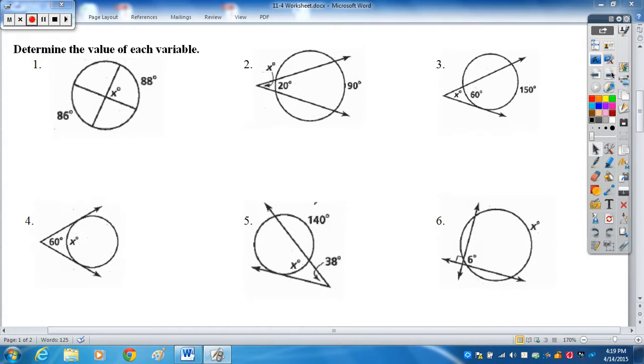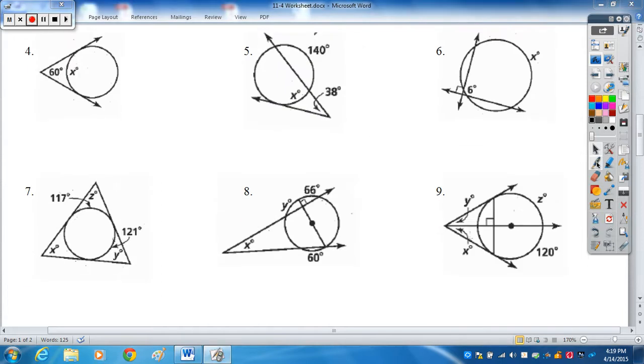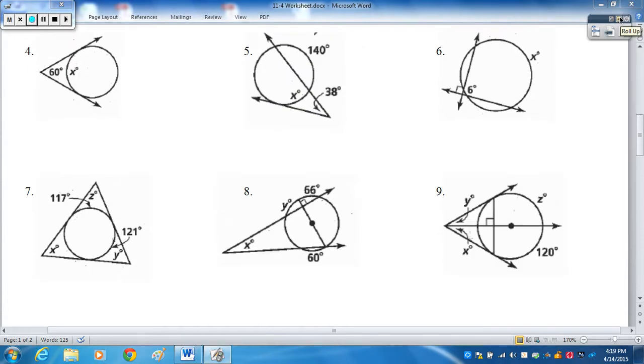Hopefully that was all straightforward for you and made sense according to the theorems that we looked at. The numbers that continue from that take that simple concept and expand on it a little bit. It's not too difficult. If this arc right here is x degrees, then the other arc on the other side is going to be 360 minus that arc measure.